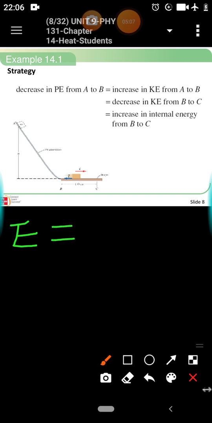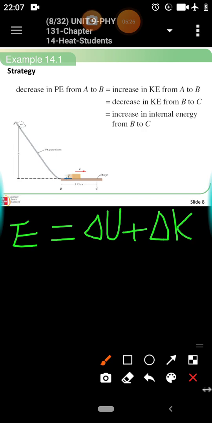We need to use this form of energy where we have the change in potential plus the change in kinetic energy. This is where we involve internal energy. So this would be the change in potential energy plus the change in kinetic energy, which is the total energy of the system. Now for the internal energy of the system, the initial, let me call it Ui, is 0.